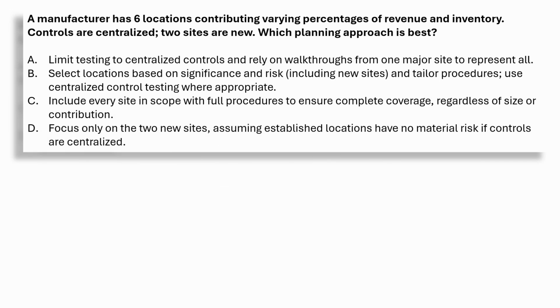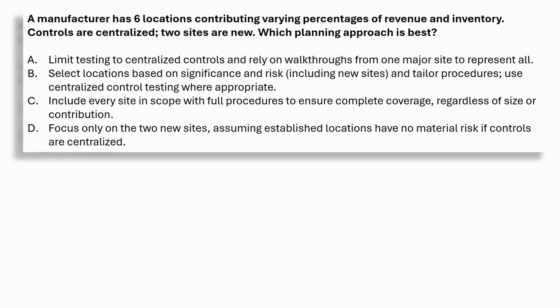Question. A manufacturer has 6 locations contributing varying percentages of revenue and inventory. Controls are centralized. 2 sites are new. Which planning approach is best? Option A, limit testing to centralized controls and rely on walkthroughs from one major site to represent all.